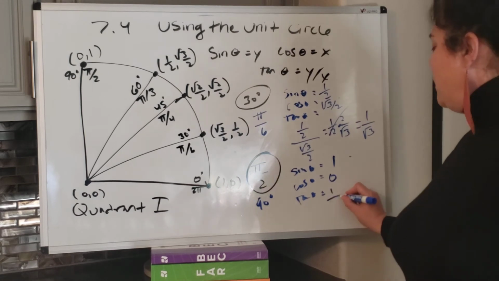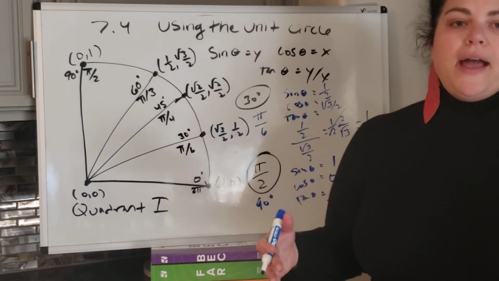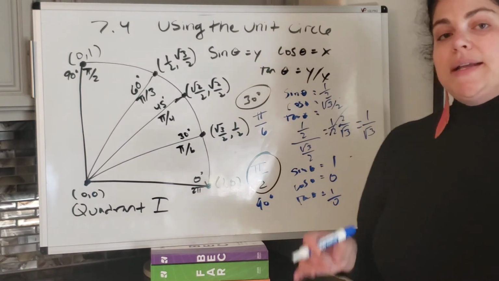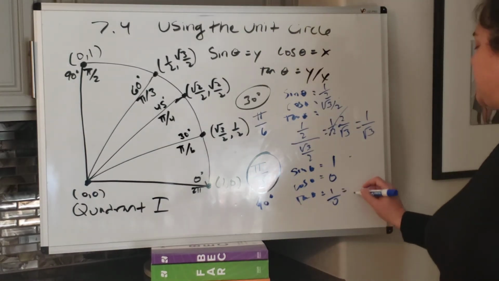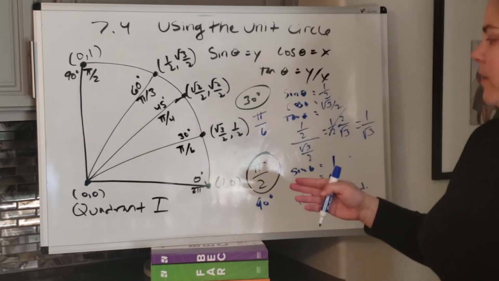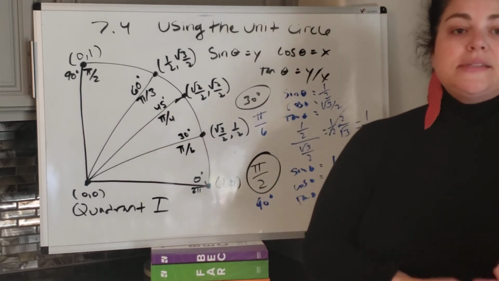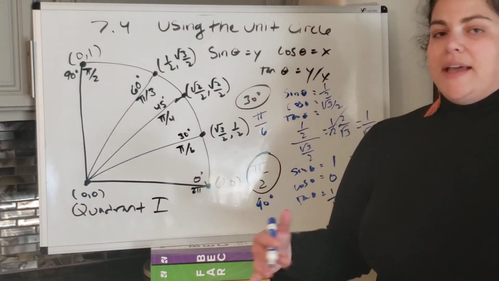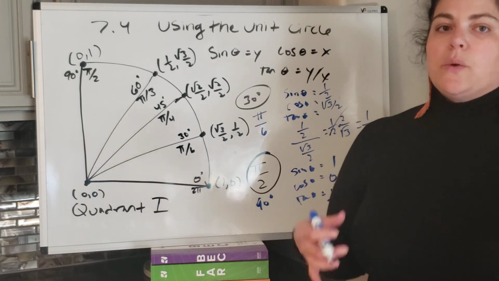Tangent is 1 over 0, because it's y over x. Remember guys, we can't divide by 0. Anytime you divide by 0, it is undefined. So tangent of 90 is undefined. On some of the other ones, namely 0 and 180, your 0 is going to be the numerator of that. That just means that your tangent is going to be 0.